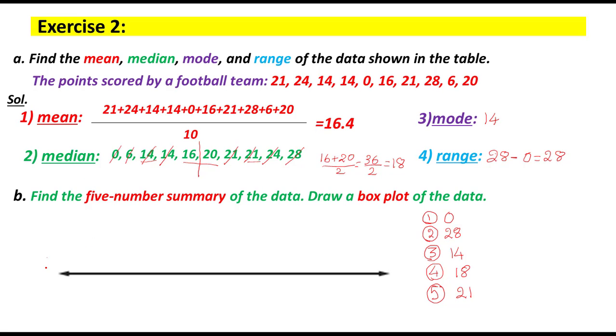I'm going to divide my number line. Here I have from 0 till 28. Let's do it. Jump by 2. Now we will begin to put our information: 0 first, and then 28, and then 14, 18, 21. Okay, I'm going to draw my box, then put my vertical lines, then join them.